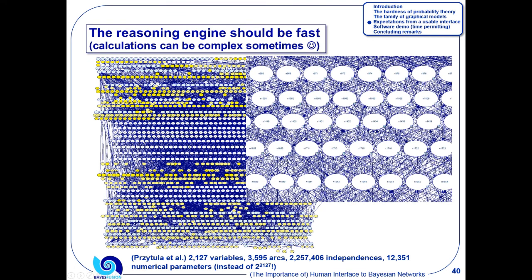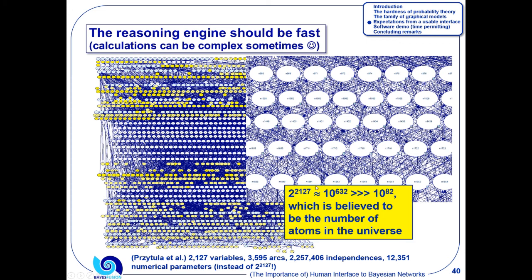This is a blow-up of part of this model. It's a spaghetti. It has only 2,000 parameters because of use of canonical gates. But if you were to model a joint probability distribution over 2,100 variables, you would need that many parameters, 10 to the power of 632. That's much, much larger than what we believe is the number of atoms in the universe.